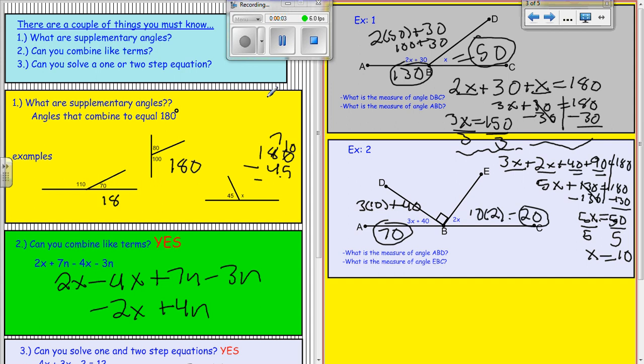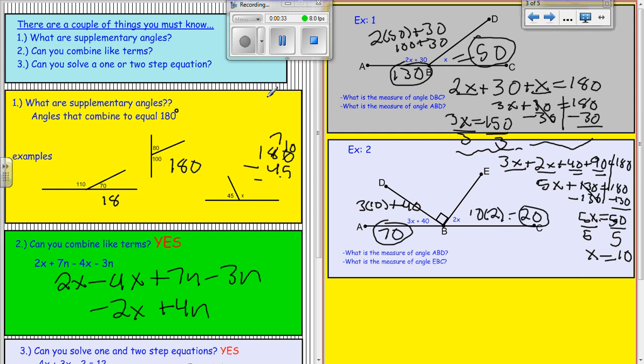Alright guys, in the last video we talked about complementary angles and finding the missing angle algebraically. So now we're going to talk about supplementary angles, and those are two or more adjacent angles that add together to equal 180 degrees. You can have an obtuse and acute, or an obtuse and a right, or an acute. You can have any of those types of angles to make 180.